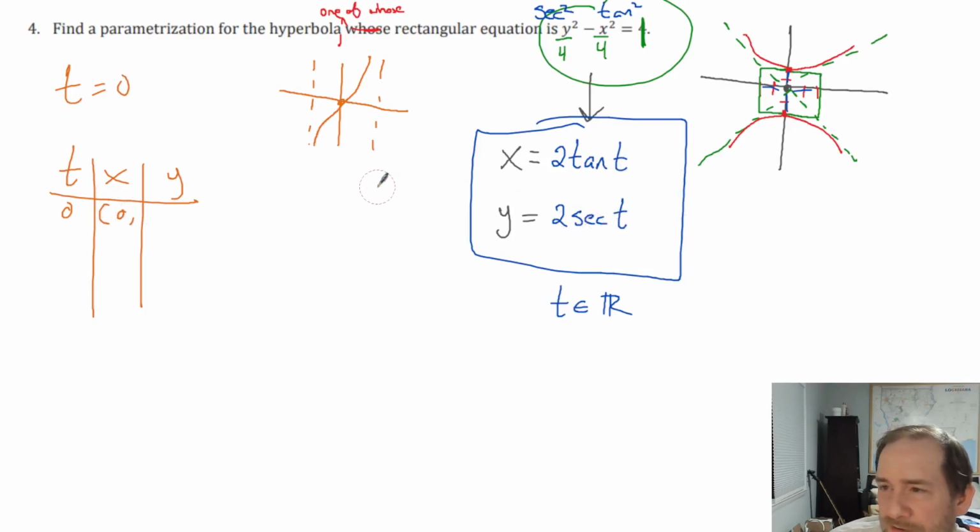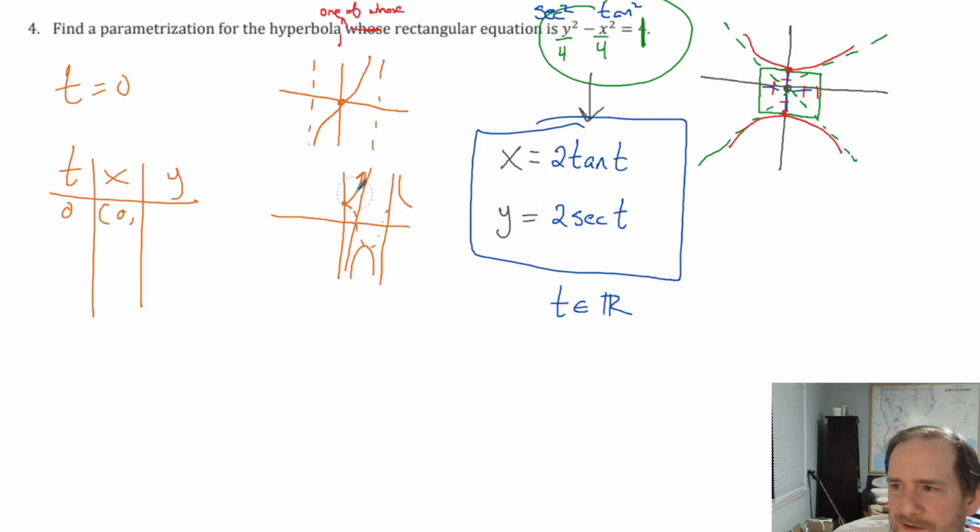Secant, what's secant of 0? Hell if I know. But I remember that secant is the guy that's a cosine function flipped over. So here's my cosine function, does one of these. So my secant function must do one of these. We asymptote, we asymptote, we. So secant of 0 is 1, but 1 times 2 is 2.